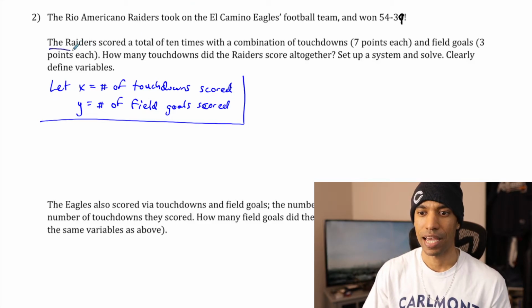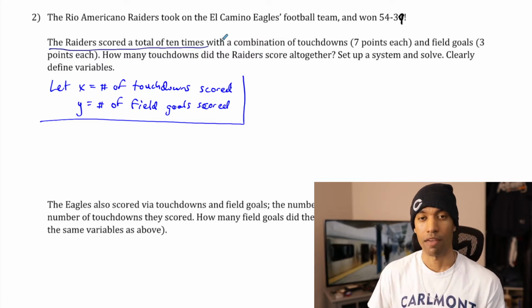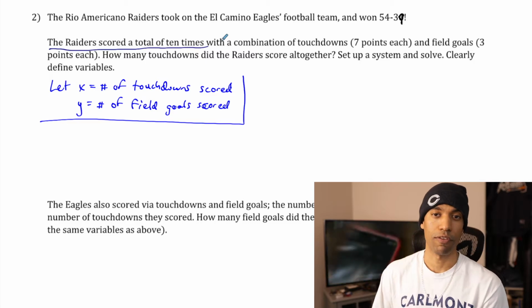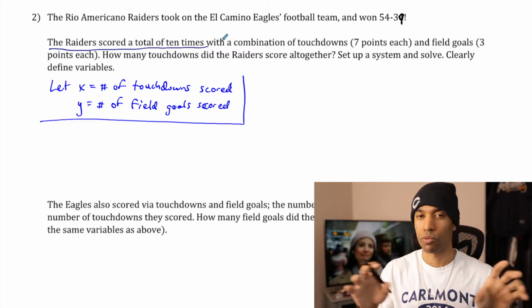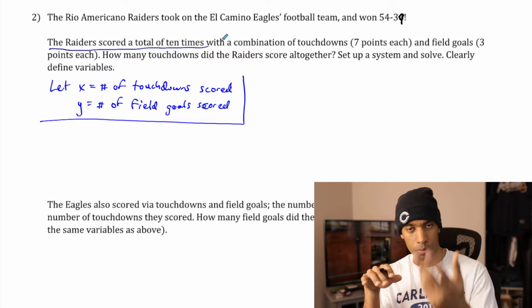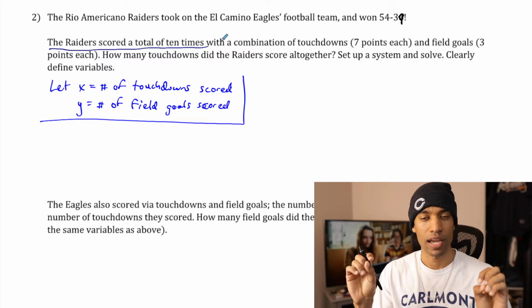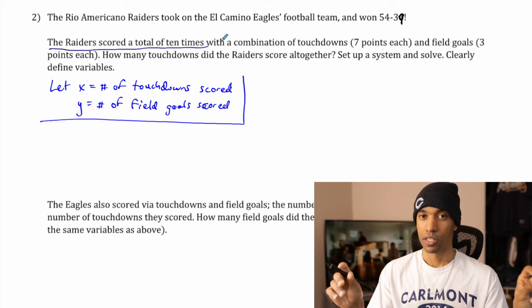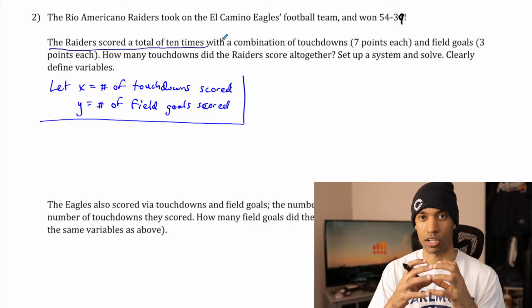Now, the 10 times means if I scored a touchdown, I scored one time. If I kicked a field goal, I scored a second time. If I kicked another field goal, I scored a third time. So you're combining your scores. No safeties. The extra points are counted in the touchdowns. We're stating you scored 10 total touchdowns and field goals. Not 10 touchdowns and 10 field goals, but a total of 10 touchdowns and field goals.